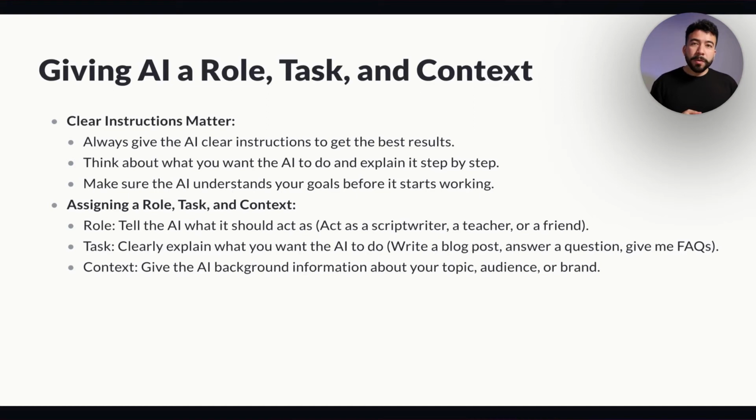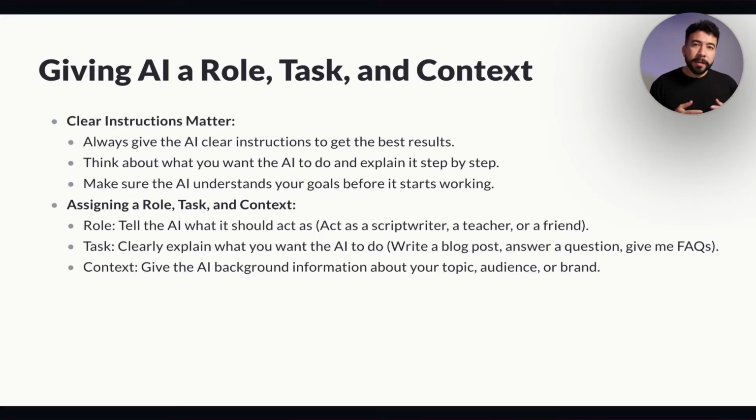So by doing this, you want to assign a role, task, and context. So first of all, what happens in the role part of this? You want to tell the AI who it should act like. It can either act like a script writer, a barista, a teacher, a friend, a marketing guru, copywriting expert, an author, maybe a specific person. So it could be like Justin Welsh if you're in marketing. It could be your favorite movie producer, whatever it may be.